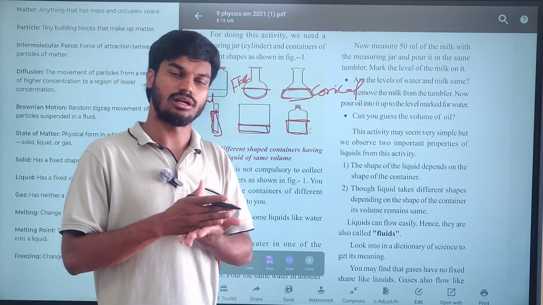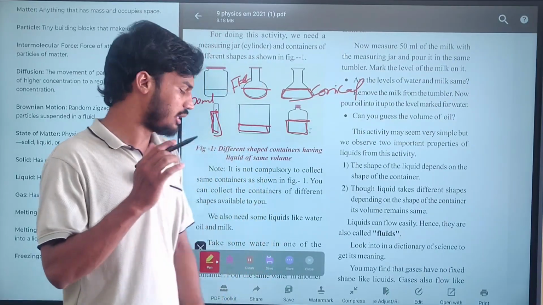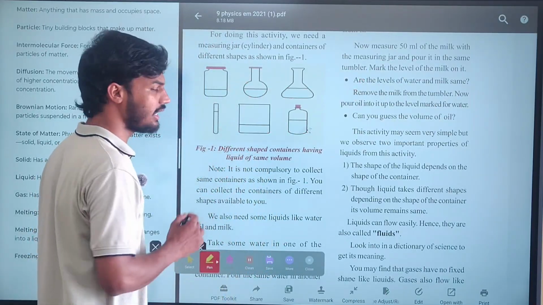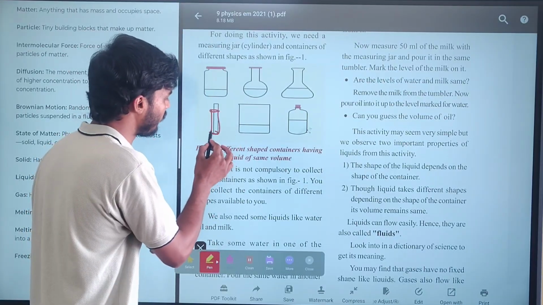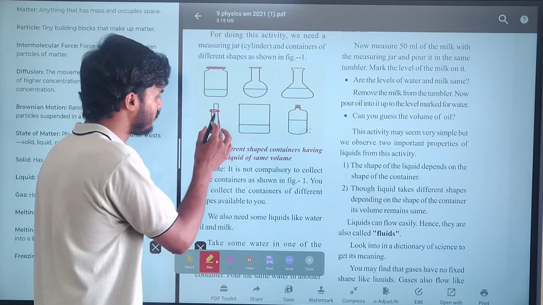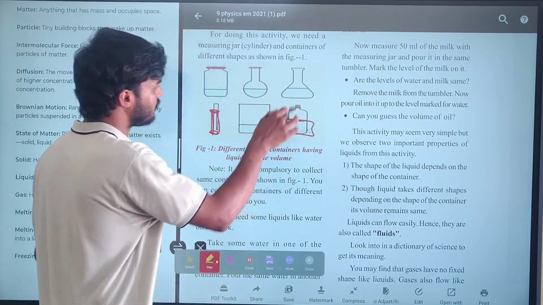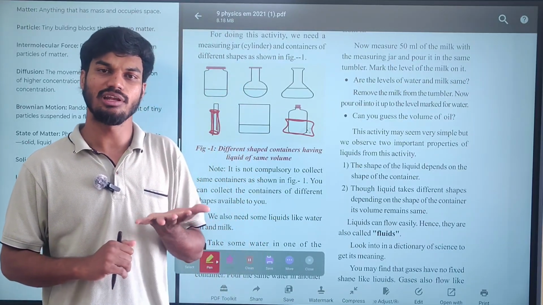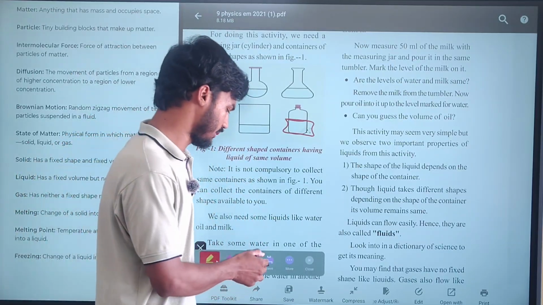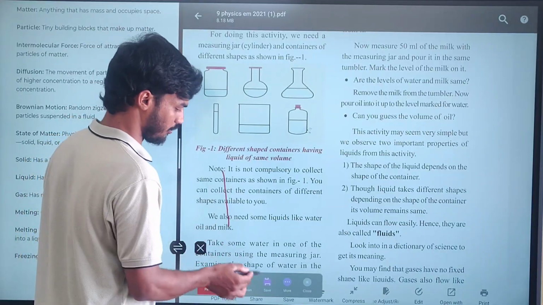Liquid doesn't have a proper, definite, fixed shape. Simply, the shape of the liquid depends upon the container. From the test tube, when we pour the water, we can say that the shape of the liquid is cylindrical. Clear? From this activity, we can say that the shape of the liquid depends upon the container. So from this, we can say that liquid doesn't have a proper shape.